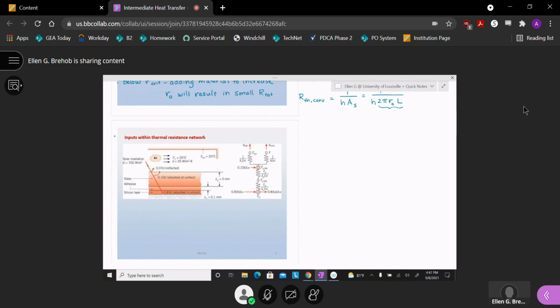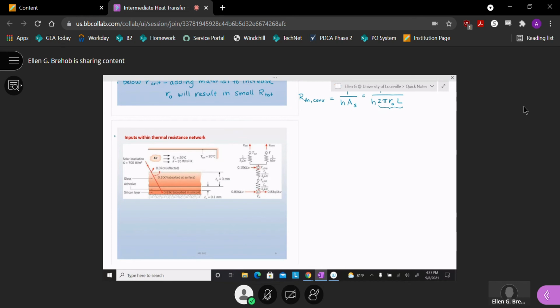Normally, I think of those four rules for when you use thermal resistances. The rules are: it has to be one-dimensional conduction, steady state conduction, constant properties, and no volumetric heat generation.